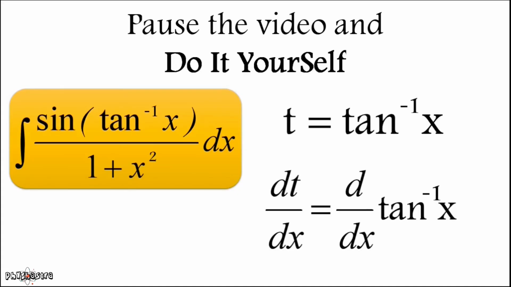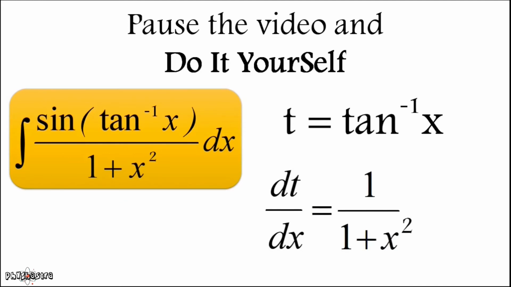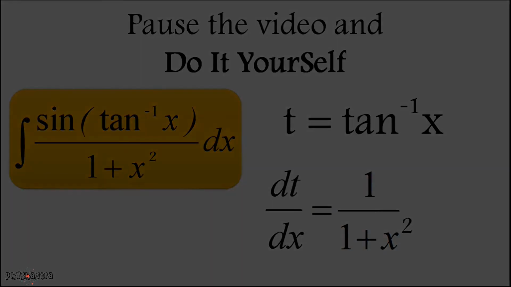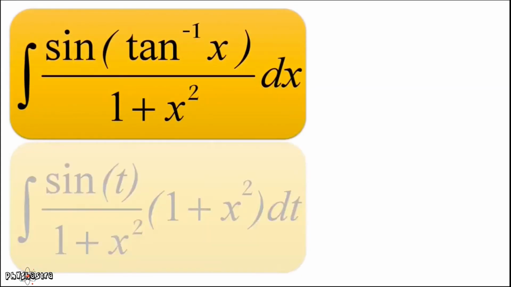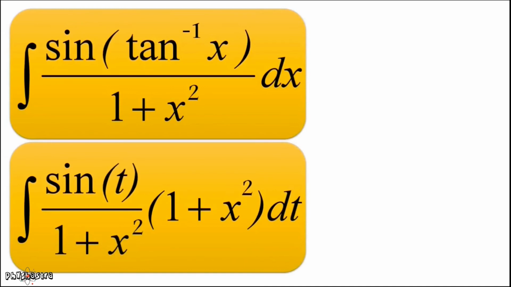First, find its derivative. You will get dt by dx equals 1 by 1 plus x squared. So we get dx equals, into the bracket, 1 plus x squared dt. We substitute that dx in this integration, keeping the t obviously. We can cancel the 1 plus x squared term. Finally, we remain with the integration of sine t dt.